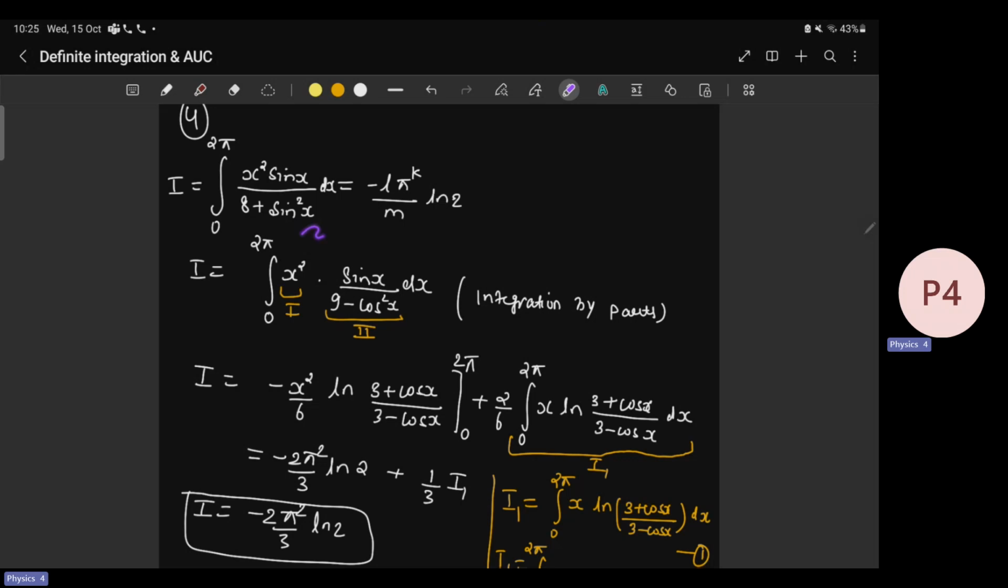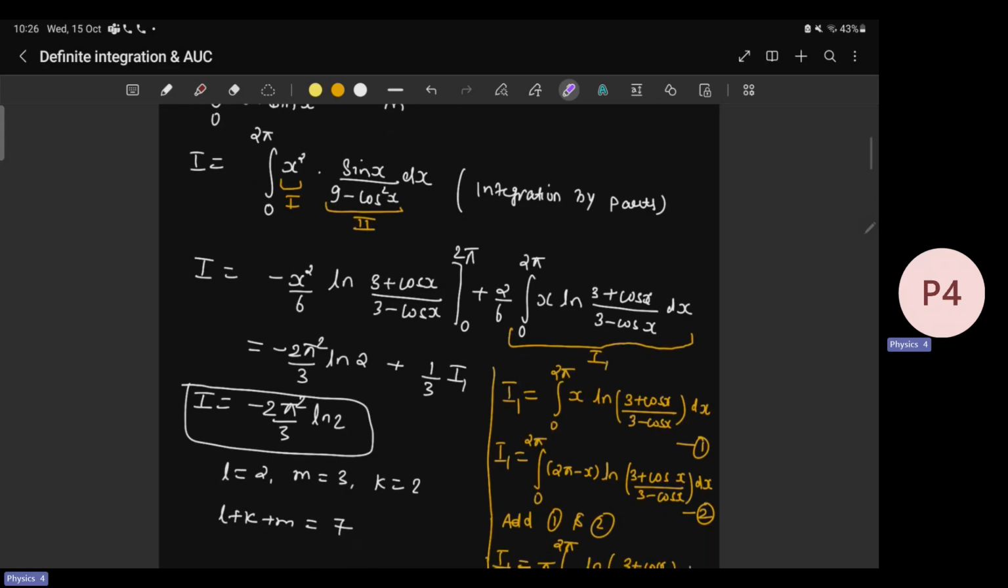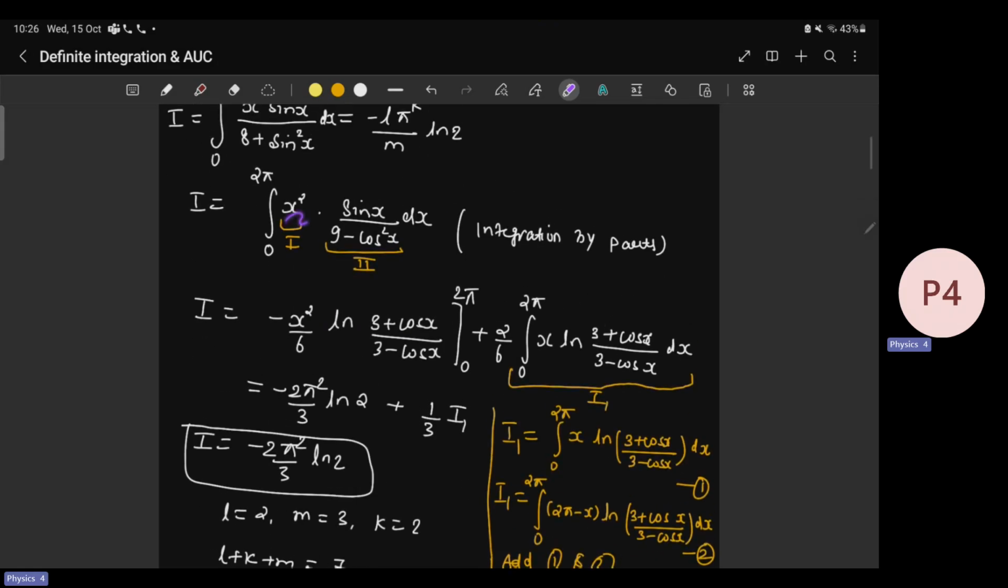Now we will use integration by parts. Consider x square as the first function and this whole function as the second function. Use integration by parts: first into integration of second, minus integration of differentiation of first into integration of second. All right.